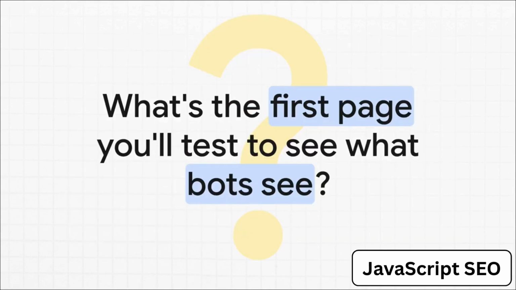So now you have the playbook. You understand the challenges, and you know the solutions. The only question left is, where are you going to start? What's the one URL on your website that you're going to plug into the URL inspection tool right now to finally make the invisible visible?